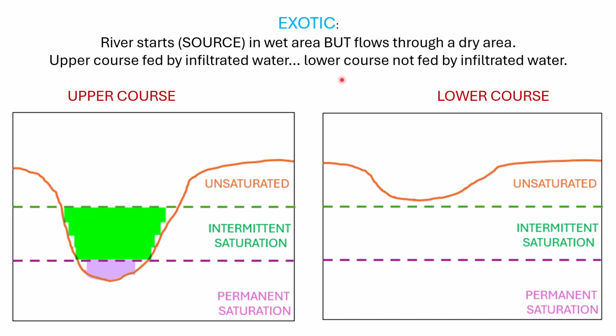The lower course of the exotic river simply has water in it because that water is being carried from the upper course. If you have a look at the two diagrams, the first diagram represents the river in the upper course, where the river channel intercepts both the wet season and the dry season water table. However, this exotic river in its lower course is well above the wet season and the dry season water table. However, this river will have water in it because the source of the water is found in the upper course.